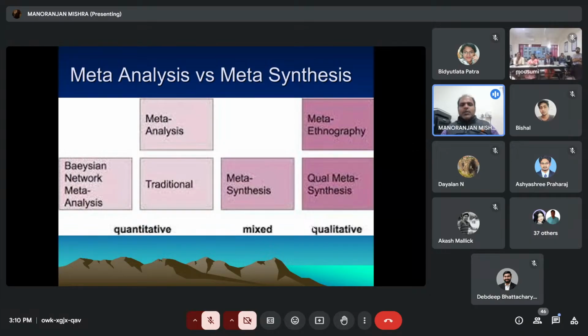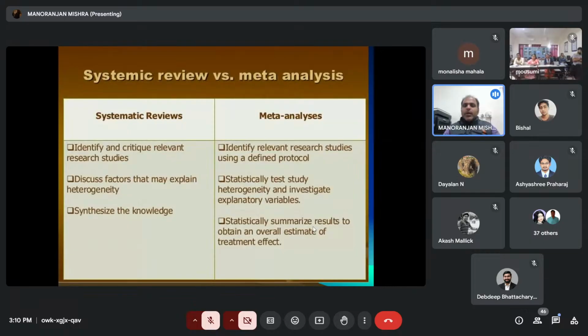So you discuss factors that may explain heterogeneity, but in case of meta-analysis, you statistically test study heterogeneity and investigate explanatory variables, synthesize the knowledge, and statistically summarize the results to obtain an overall estimate of treatment effects. You can do both things. SLR and meta-analysis can be done side by side. But the issue is you have to get the statistical result. So that is why a more quantitative kind of analysis can give you both stories. And if you are doing a qualitative one, go for a systematic review and narrative analysis.